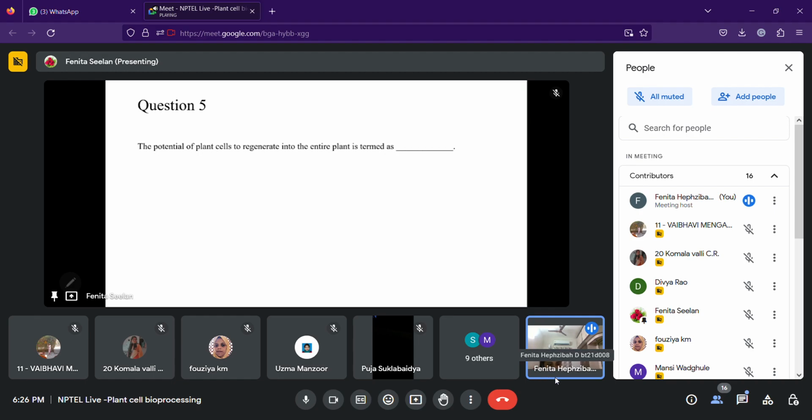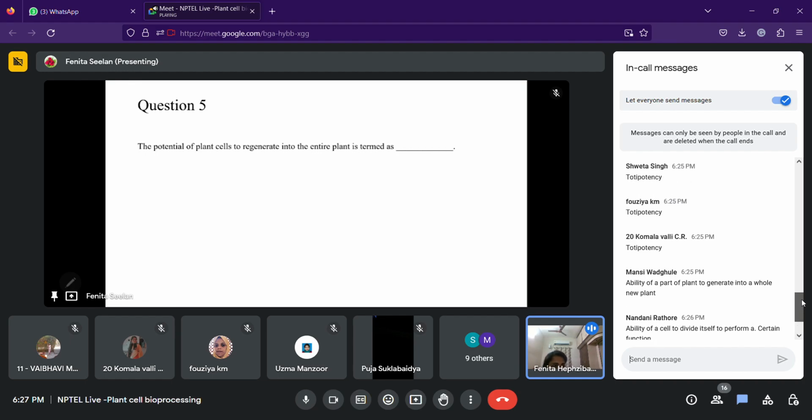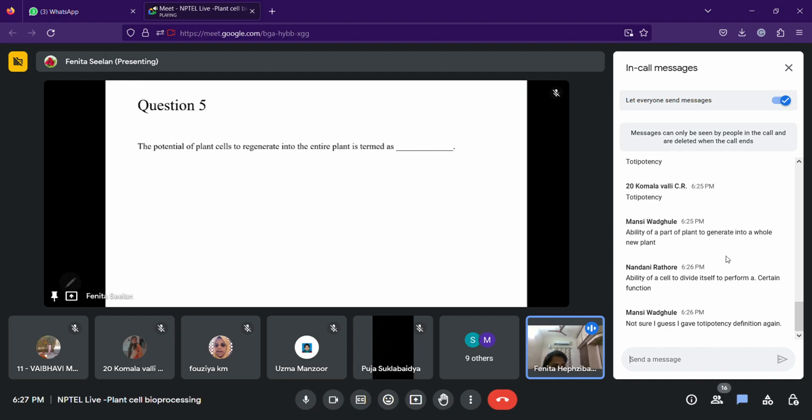So pluripotency is as your friend Mansi said. Whatever you were trying to tell is correct. Actually, it is the ability of a particular plant tissue or cell to regenerate into any organ. That is what organogenesis is about. So whatever Mansi said was almost right.